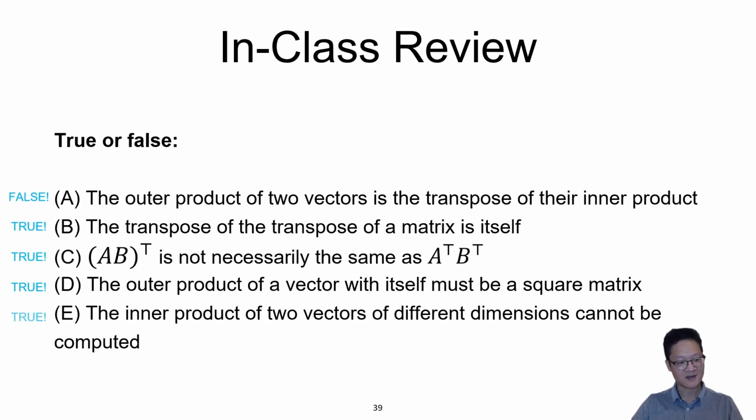Okay, last one. The inner product of two vectors of different dimensions cannot be computed. Right, that is true. So in general, the number of columns of the first matrix or vector that you're multiplying must be the same as the number of rows in the second vector or matrix.